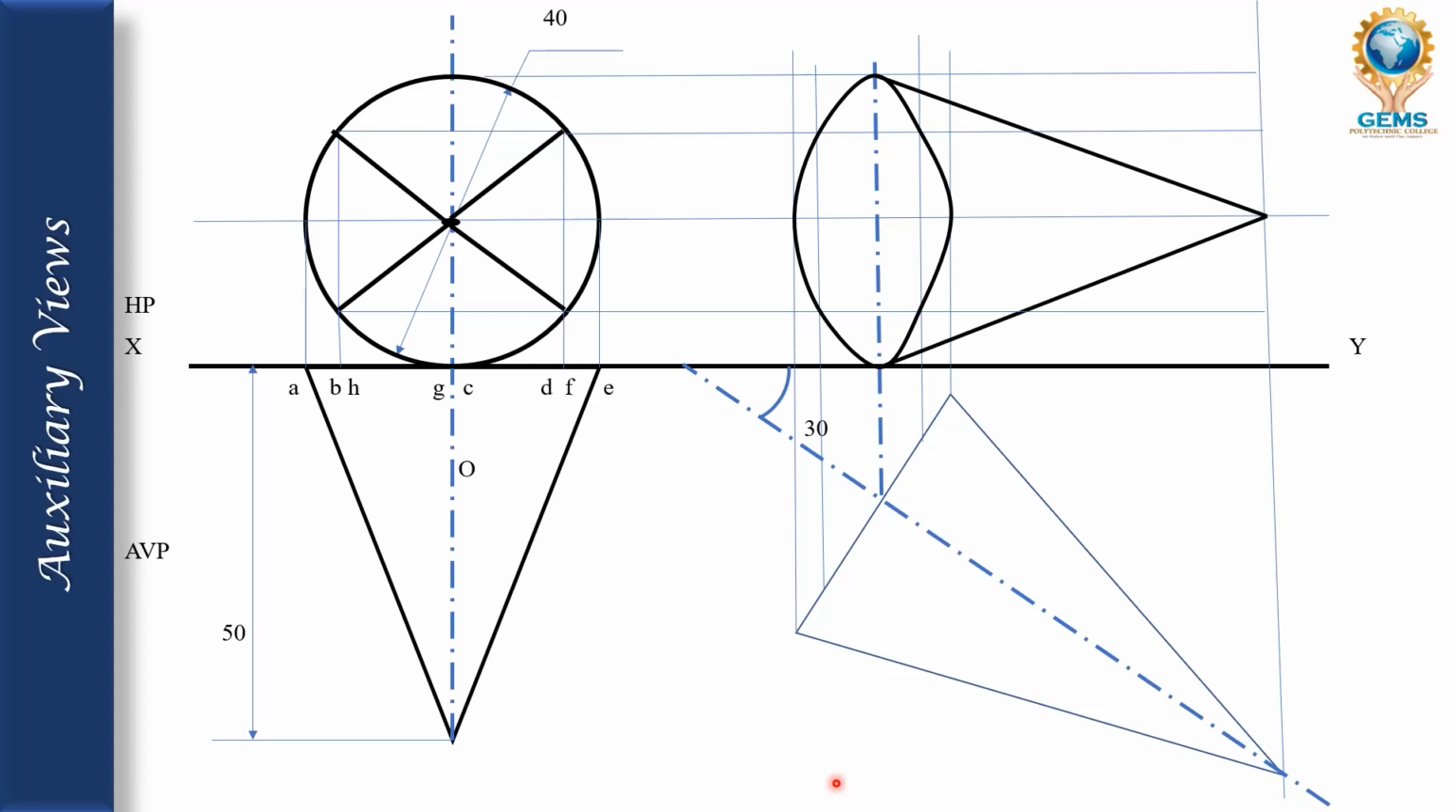So I think you can understand how we have drawn. First the HP, horizontal plane, and then the auxiliary vertical plane. This is the vertical plane and this is the auxiliary vertical plane, and this one is the horizontal plane from the top. So these are the views from where, if I see the object, how it could look like.